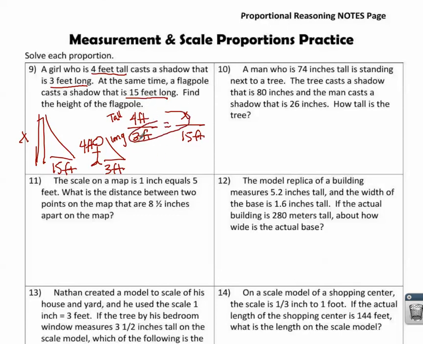So now you do your butterfly method. 3 times x is 3x. 4 times 15 is 60. So you have a one-step equation and you want to divide each side by 3, and that should give you 20 feet. And this is 20 feet tall. Circle your answer. Remember, these are word problems. You cannot just put x equals 20. You have to label your answer.